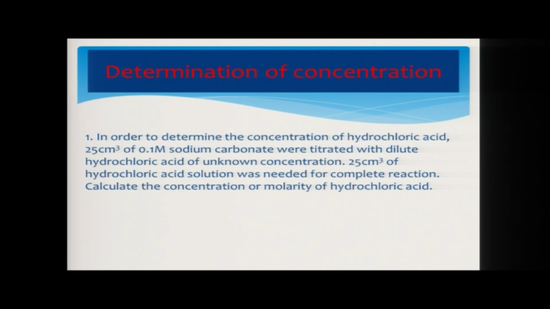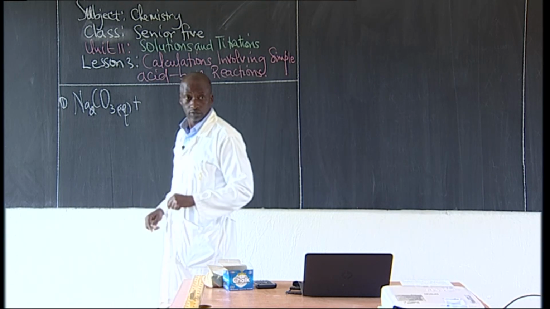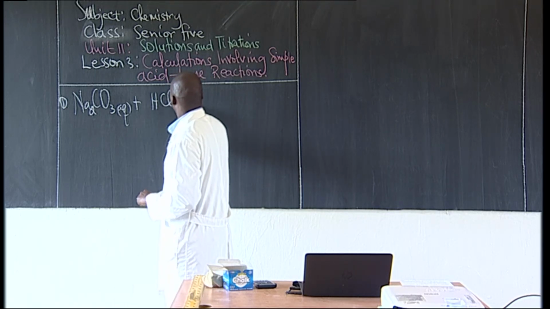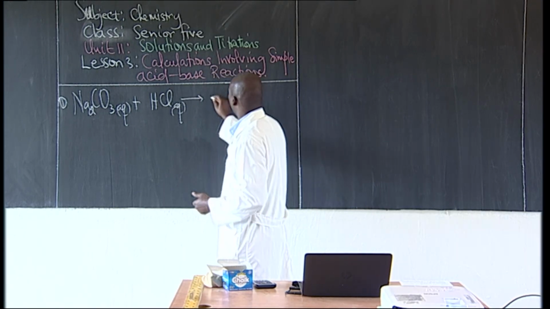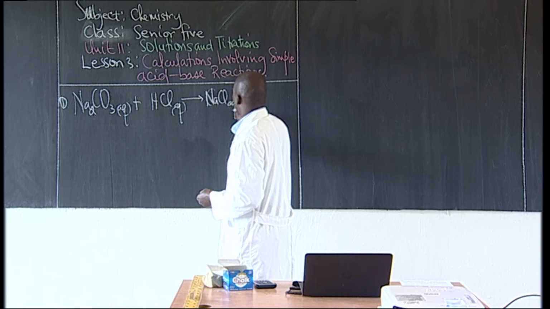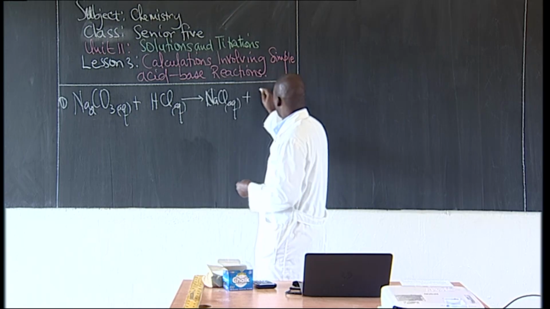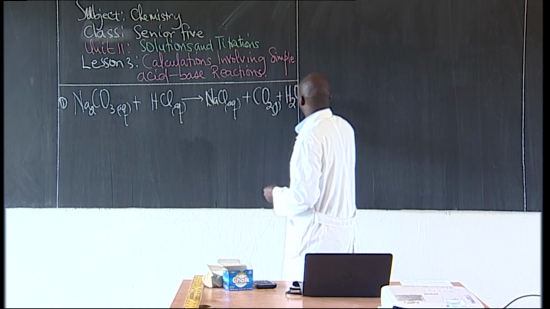What are we required to do first? You need to write the equation for the reaction. So you're having sodium carbonate reacting with the hydrochloric acid, aqueous. The reaction, you have to remember these reactions. This reaction gives the salt, sodium chloride, which is aqueous, plus carbon dioxide, which is the gas, plus the water, which is the liquid.